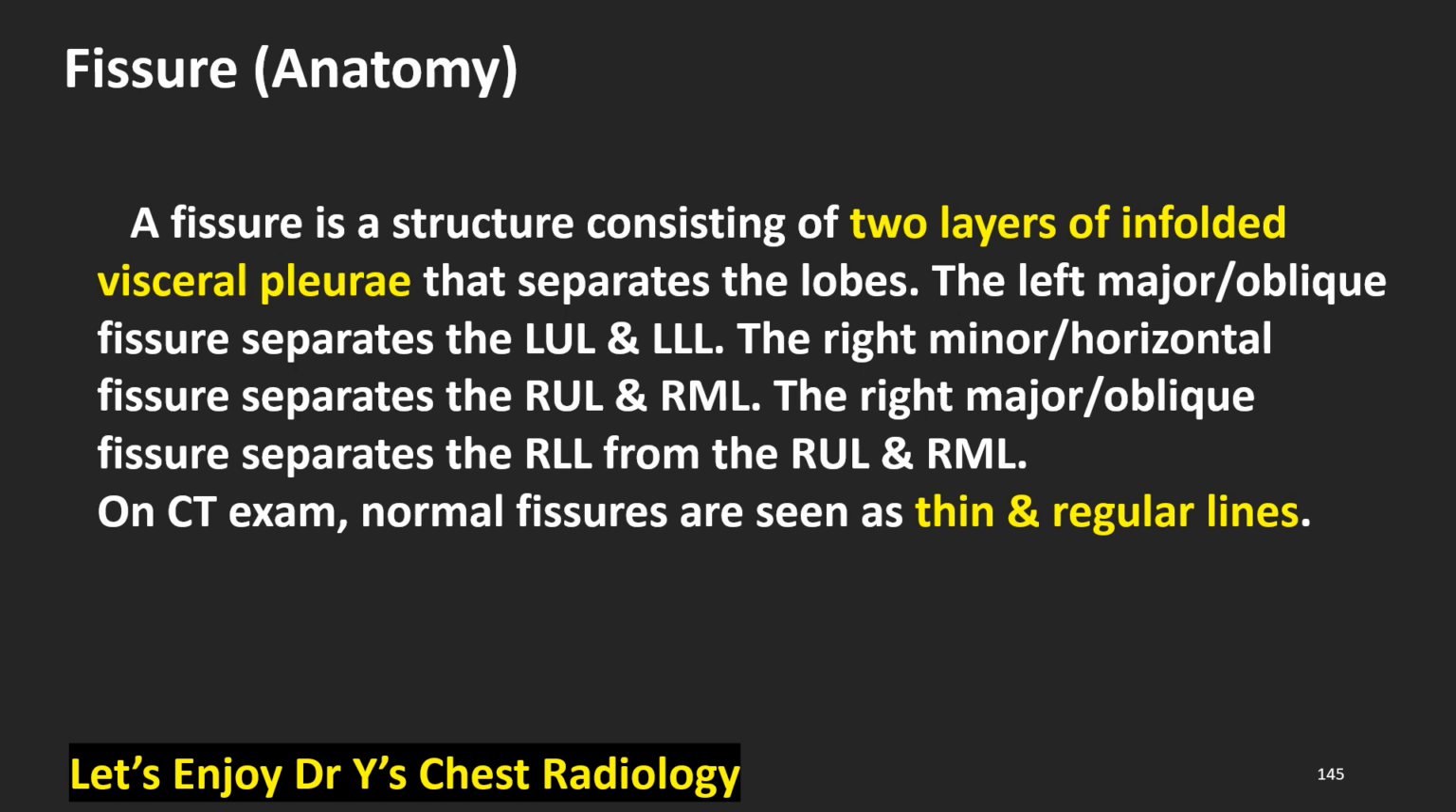Fissure, anatomy. A fissure is a structure consisting of two layers of infolded visceral pleura that separates the lobes. The left major oblique fissure separates the left upper lobe and left lower lobe. The right minor horizontal fissure separates the right upper lobe and right middle lobe. The right major oblique fissure separates the right lower lobe from the right upper lobe and right middle lobe. On CT exam, normal fissures are seen as thin and regular lines.